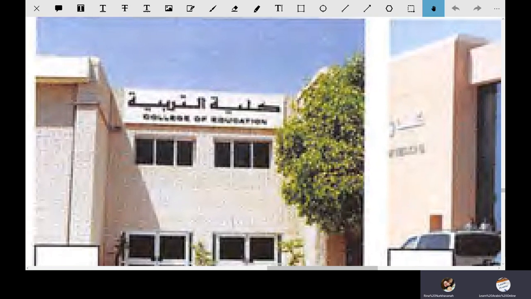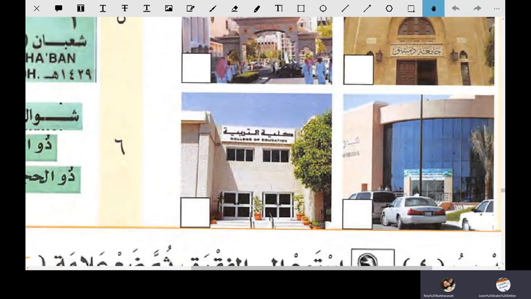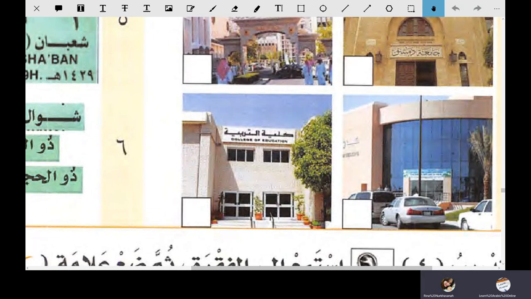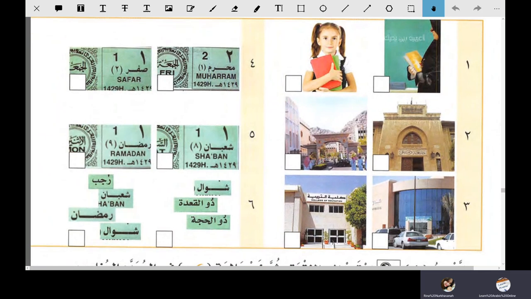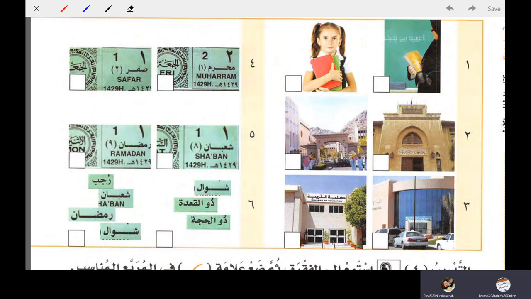Here we have. Next we have: mata yabda'ud dirasatu fi shahri Muharram? As-suratul ula. Wa mata yantahi fi shahri Ramadan? As-suratus saniya. Kam shahran al-utla? Al-utla salasatu ashhur. As-suratul ula.